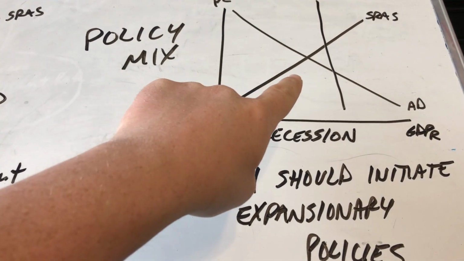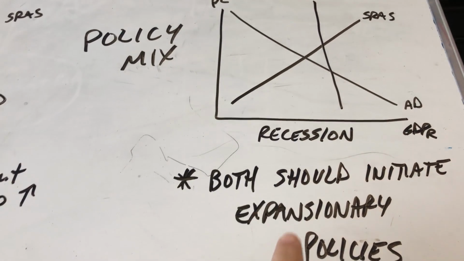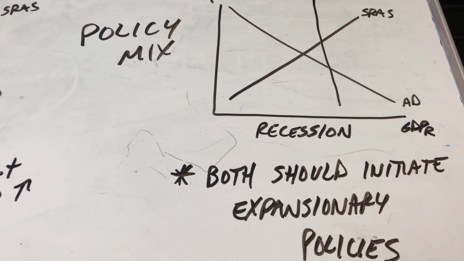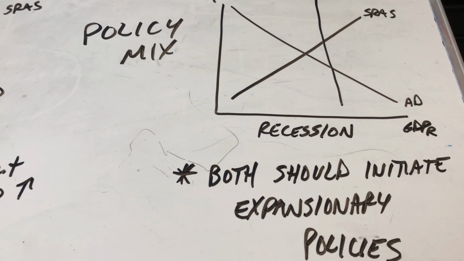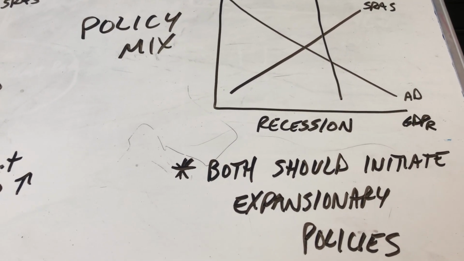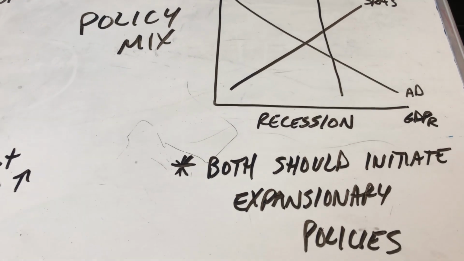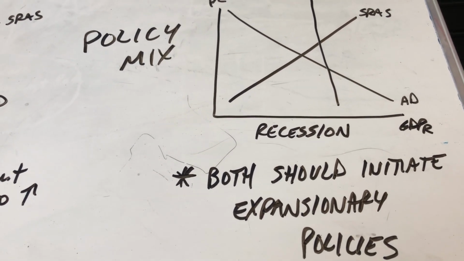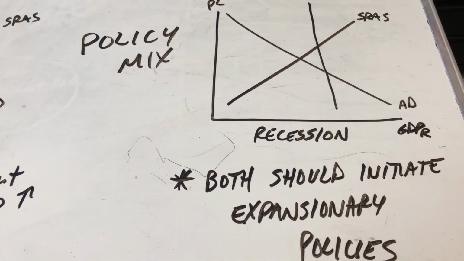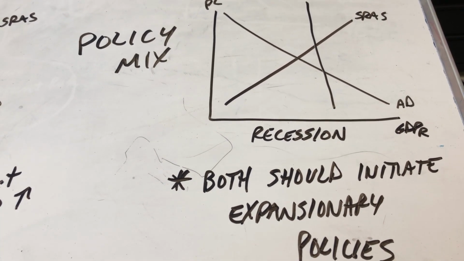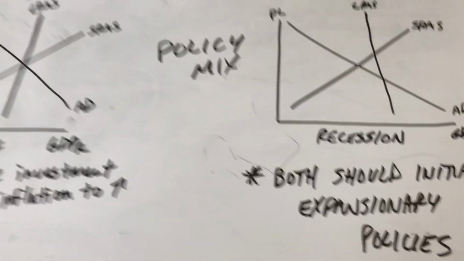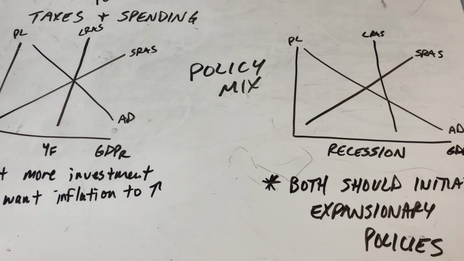In this scenario, if you're in a recession, you would want both to use expansionary policies. You would want the Fed to increase the money supply to decrease the interest rate, and you would also want the government to decrease taxes and increase spending. If you had an inflationary example, you would also really want to see both initiating contractionary policies.